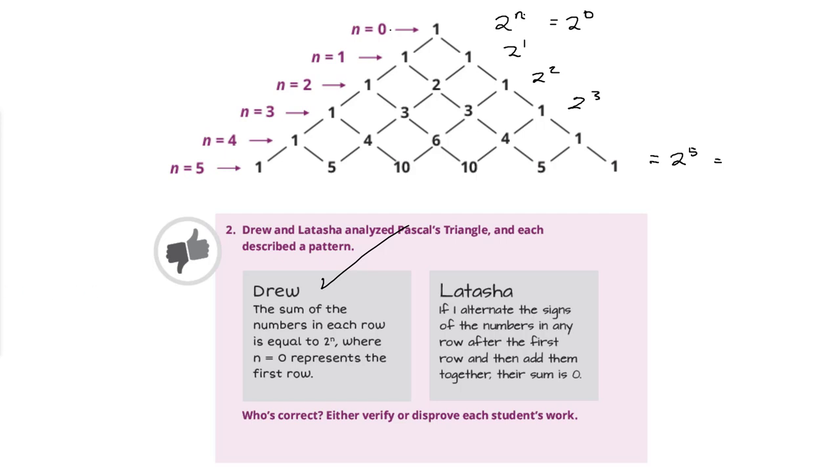Letitia looked at it a little bit differently. She said, excluding this spot, if I alternate signs, so positive, negative, positive, negative, and add it across, then it would always end up basically canceling each other out. Is she true or false? We'll always end up with a sum of 0, she says.